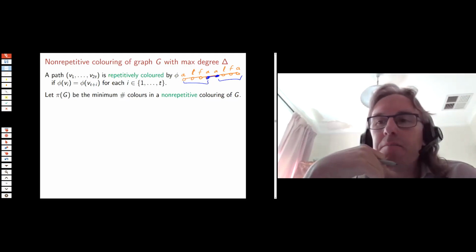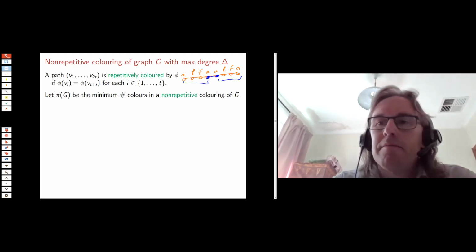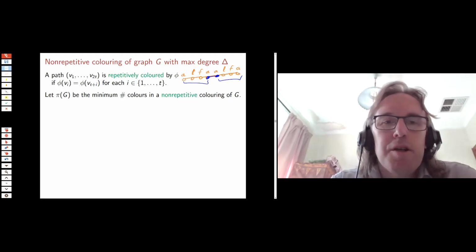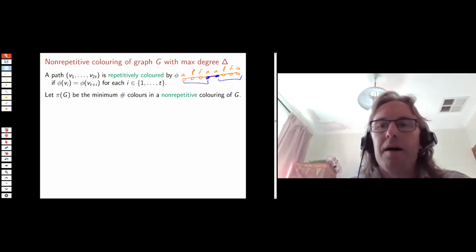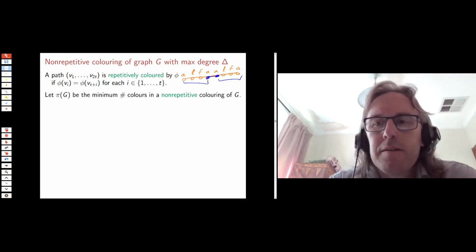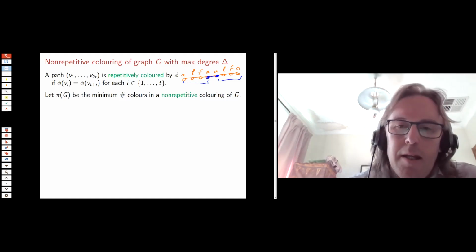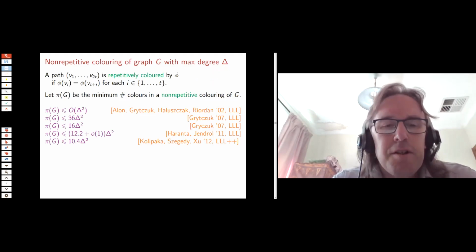So this concept came out of combinatorics of words. The classical result is from 1906 by Thue, who showed that every path is non-repetitively 3-colorable, which is a highly non-trivial result actually. It's not obvious why even a very long path can be non-repetitively colored with any bounded number of colors, but in fact you can do it with 3 colors. And this led Alon, Grytczuk, Haluszczak, and Riordan to introduce the definition for general graphs.